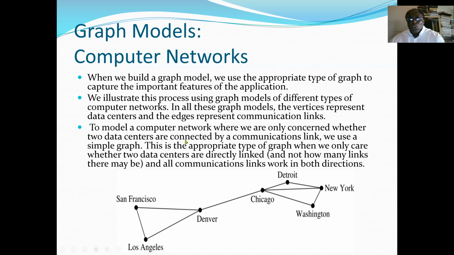To model a computer network where we are only concerned with whether two data centers are connected by a communication link, all we need is a simple graph. This is the appropriate type of graph when we only care whether two data centers are directly linked, not how many links there are, or whether we have loops, etc. We just care about how they are connected. So this will be a simple undirected graph.